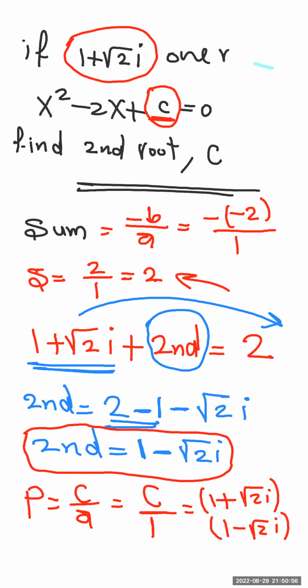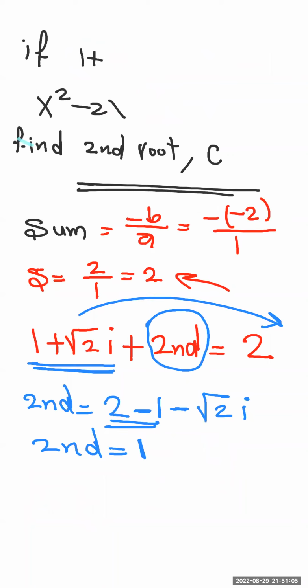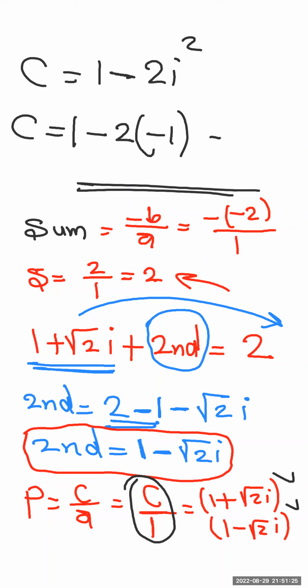I'm going to clear this part of the board on top so that we can continue. So guys, simply now c over 1 means c will equal the product of these two numbers, and that's a conjugate. First squared, 1, minus second squared, 2i squared. So c will equal 1 minus 2 times -1, so 1 plus 2. So c equals 3. Finished. Okay, guys? Is it clear? Do we have any questions?